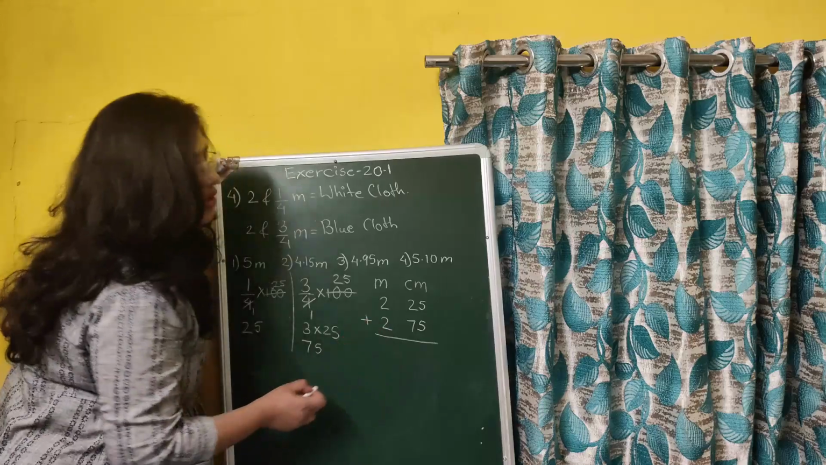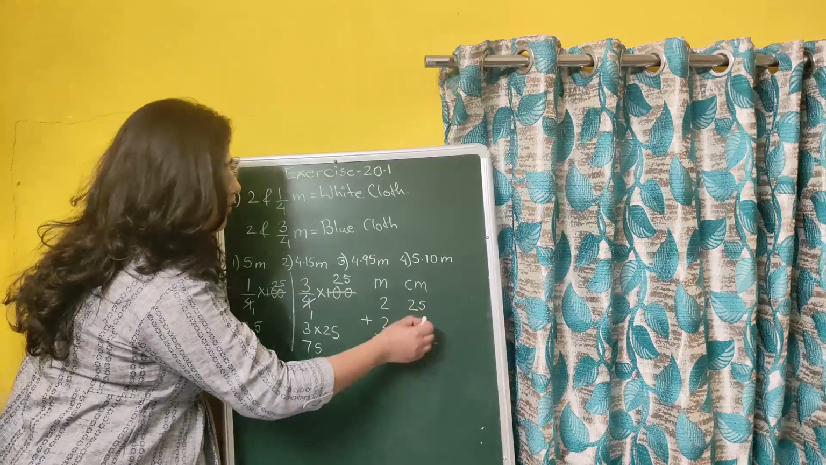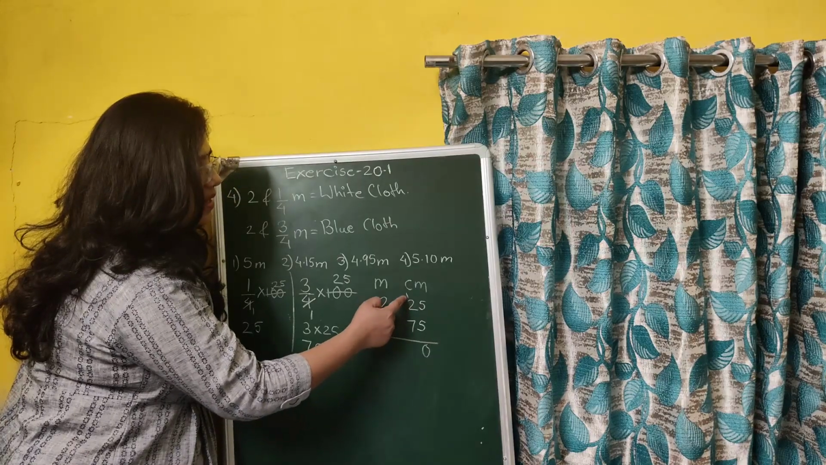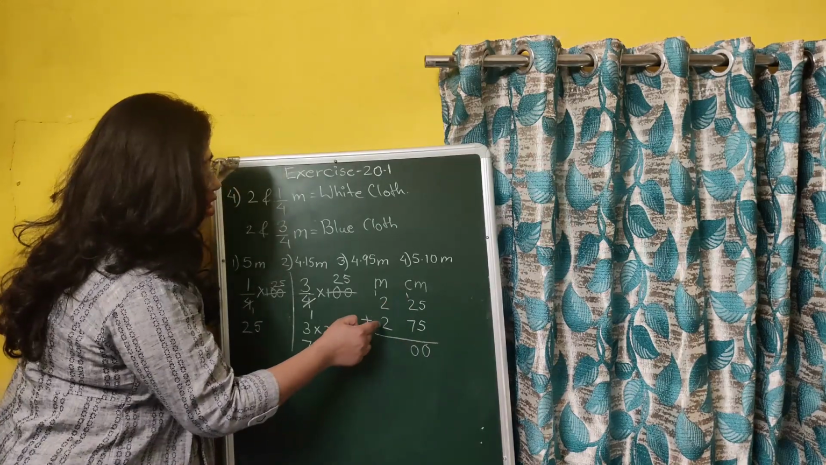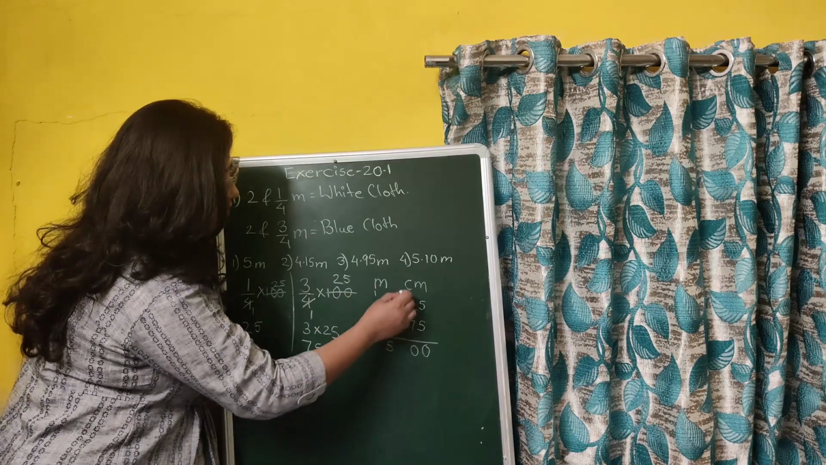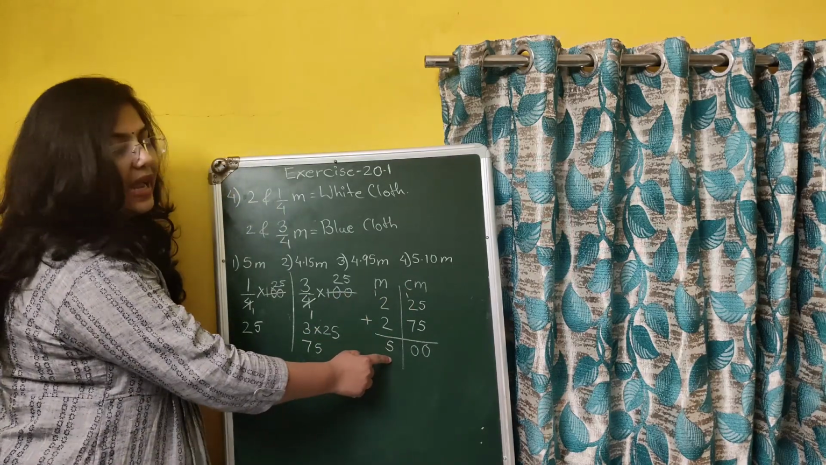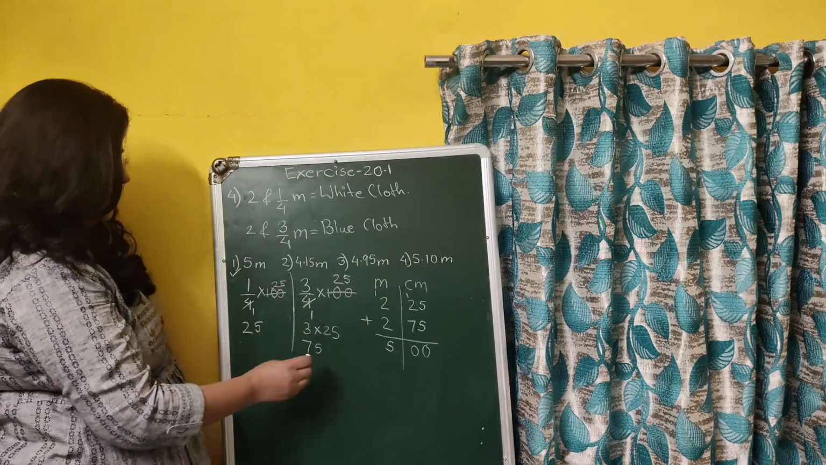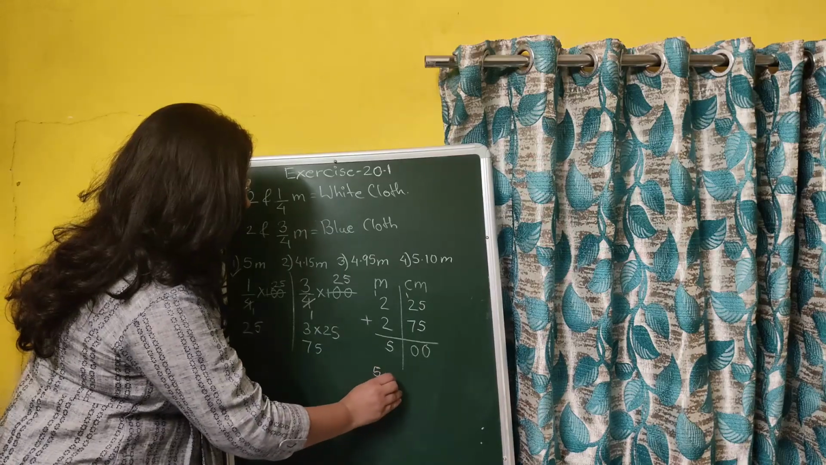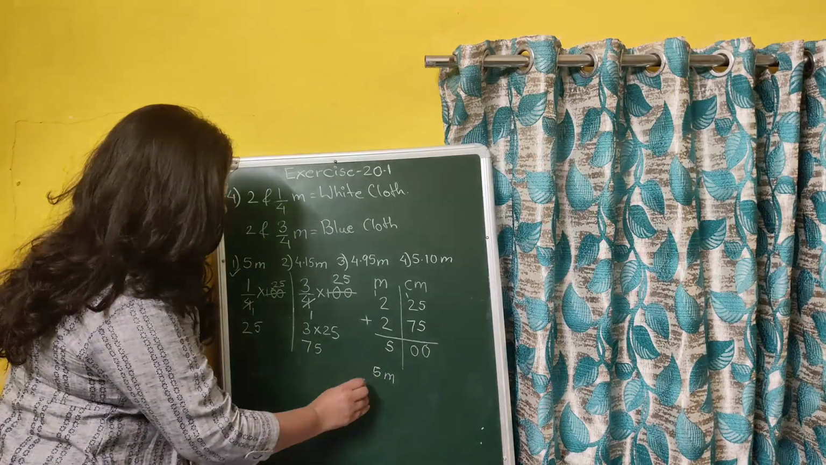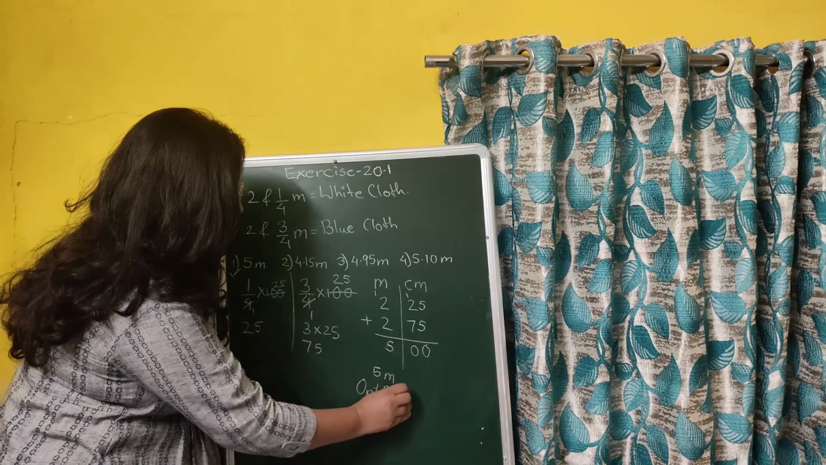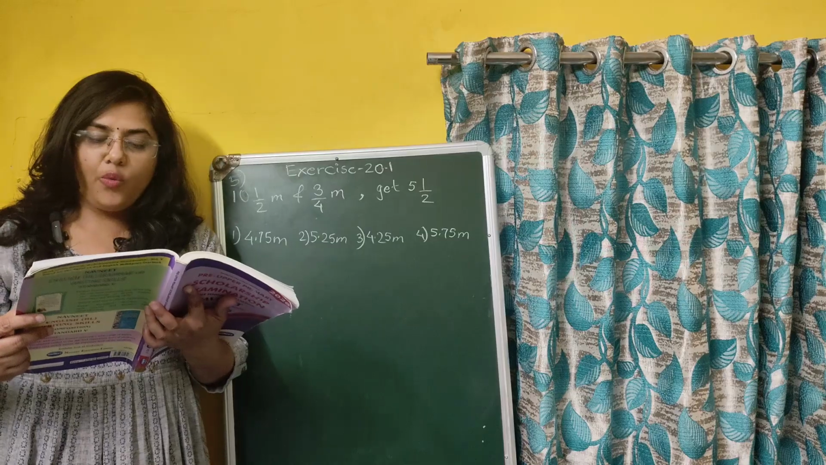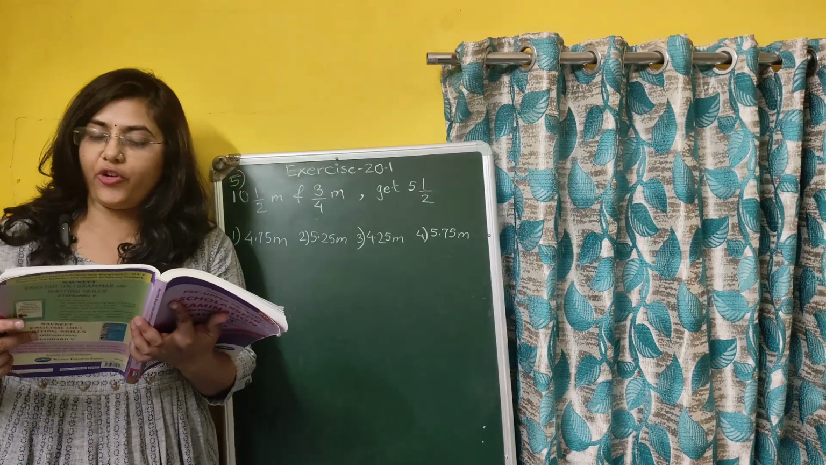Now we need to add it because they asked how much cloth in all. 5 plus 5 is 10, carry 1. 2 plus 7 is 9 and plus 1 is 10, again carry 1. 2 plus 2 is 4 and 1 is 5. Here, so in all, that is 5 meters. Do we have that in options? Yes, option number 1. 5 meters cloth was purchased in all. Option first is our answer.